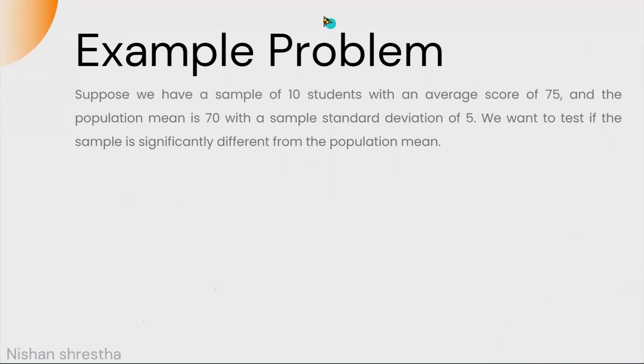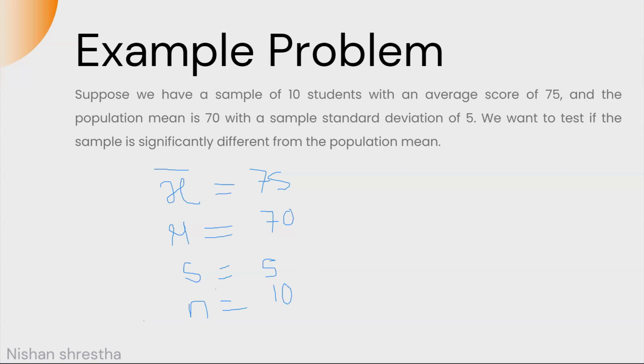So let's see what's given at the first. Suppose we have a sample of 10 students with average score 75. So our sample mean x bar equals 75, and the population mean mu is equal to 70. The sample standard deviation for this problem is 5, and the sample size n is given as 10.